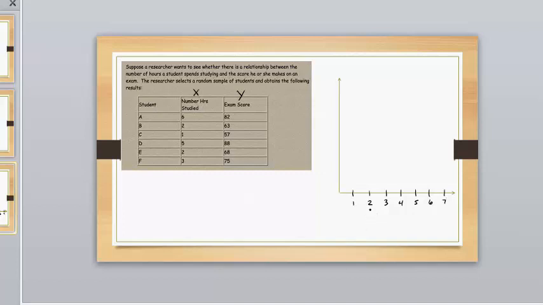All right, and then we're going to put a label down here. We're going to label this just like the chart has. We're going to say number of hours spent studying. Now we want to do the same thing on our y-axis.